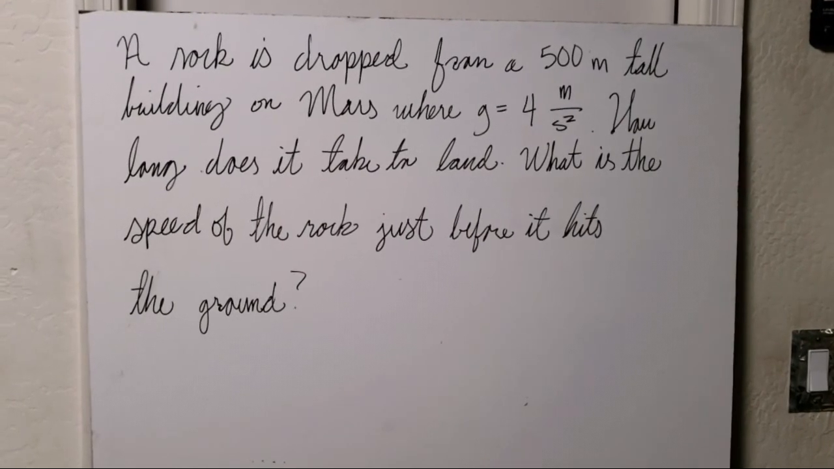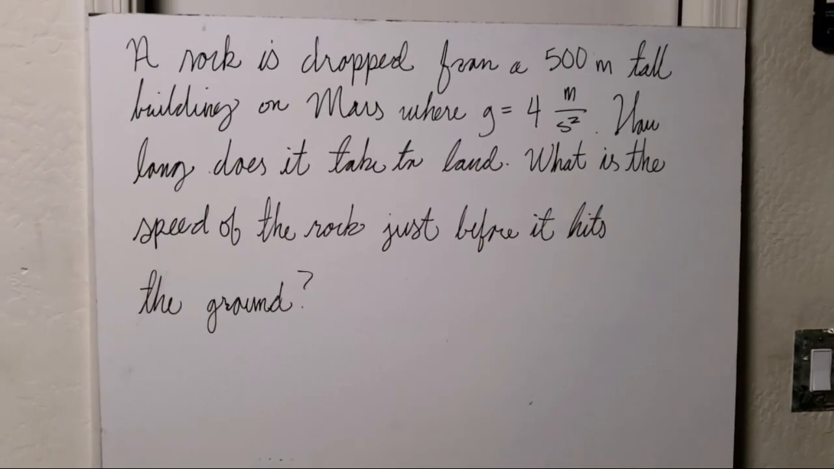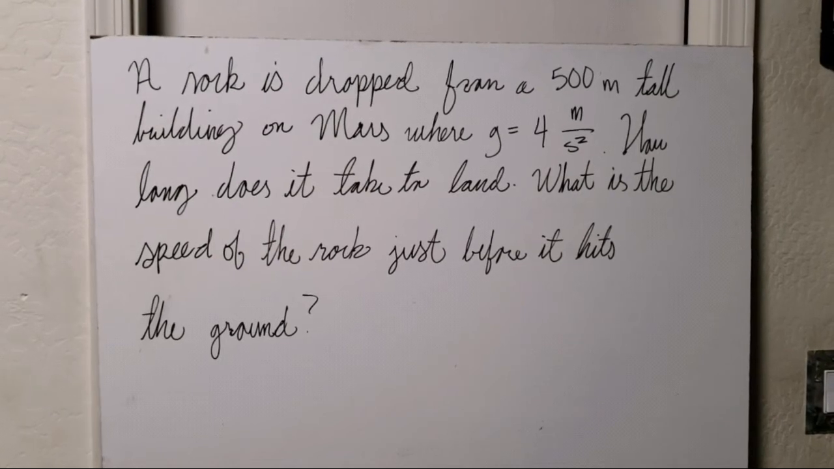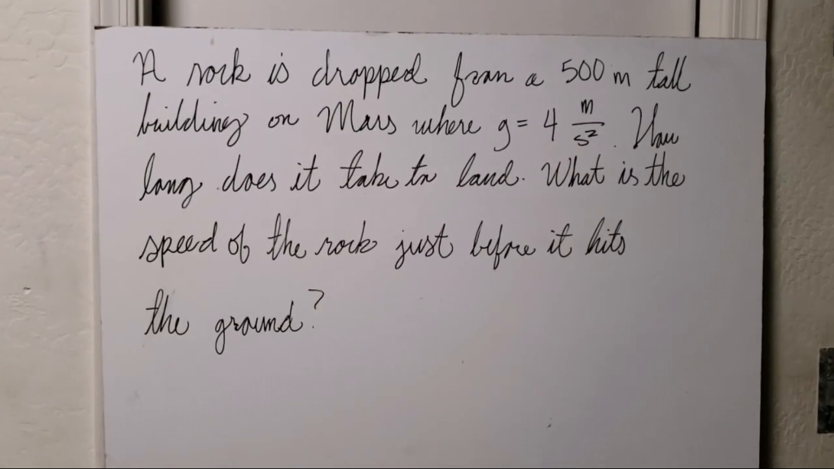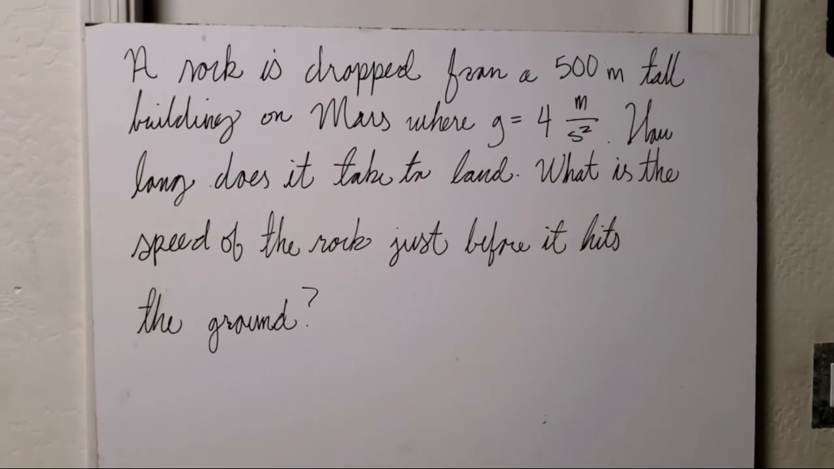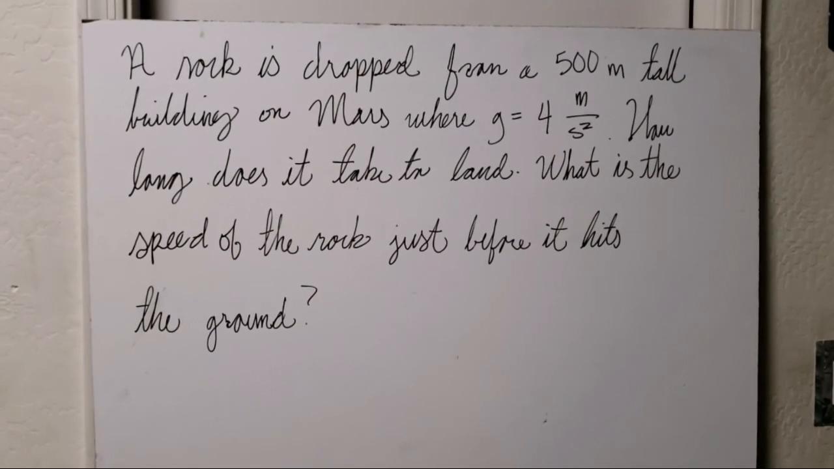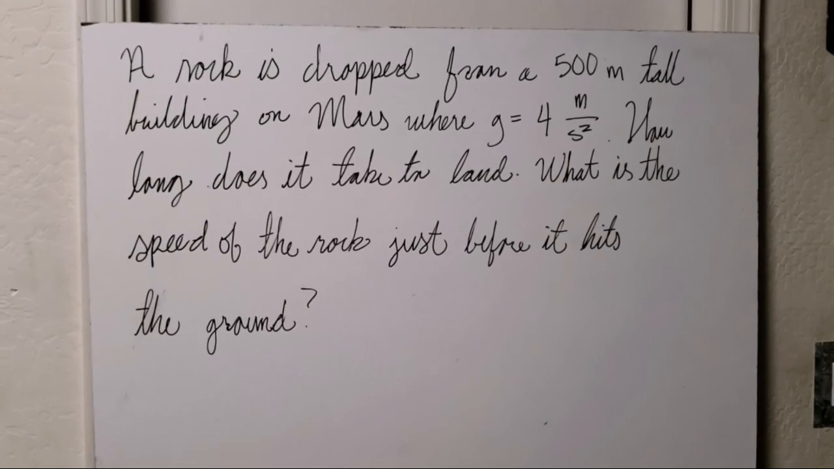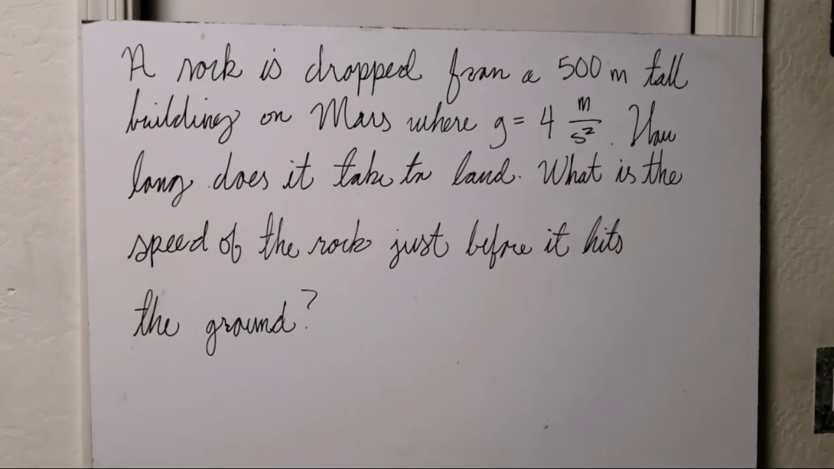A rock is dropped from a 500-meter tall building on Mars where the gravity is 4 meters per second squared. How long does it take to land? What is the speed of the rock just before it hits the ground? Now, take a moment to pause the video right now before you look at the solution, and I'll work it out.